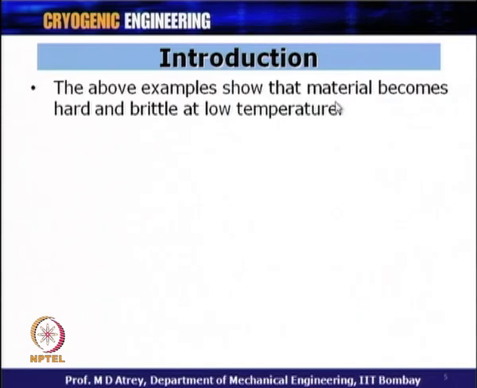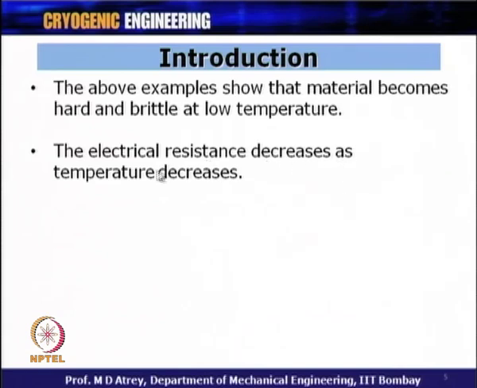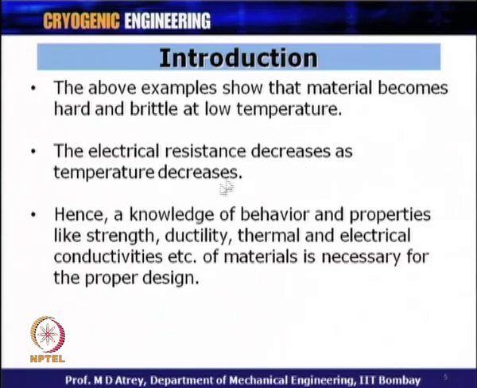And these examples therefore show that the material becomes hard and brittle at low temperature. At the same time, the electrical resistance decreases as temperature decreases for certain materials. These two examples show that material properties do change drastically. In addition to these two properties, we have several other properties like strength, ductility of material, thermal and electrical conductivity, specific heat capacity, thermal expansion. All these properties change at low temperature, and therefore the knowledge of these material property changes is very, very important for proper design of a material which is going to be subjected to low temperature. And this is what we plan to do in this particular lecture.